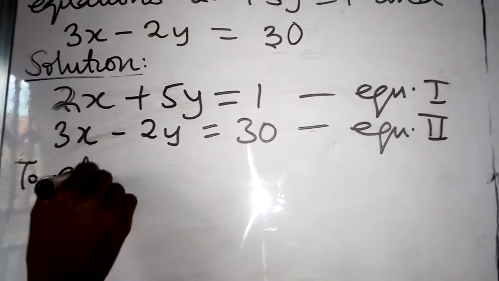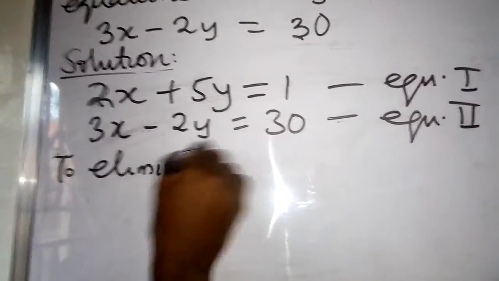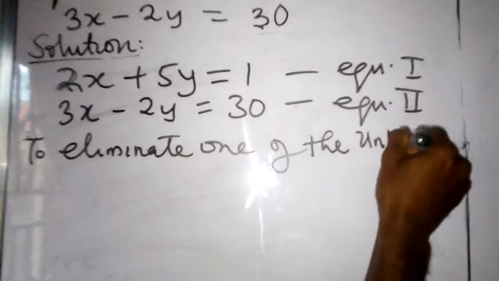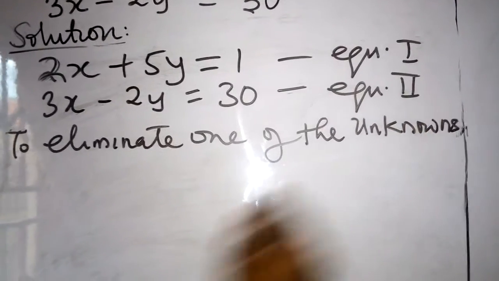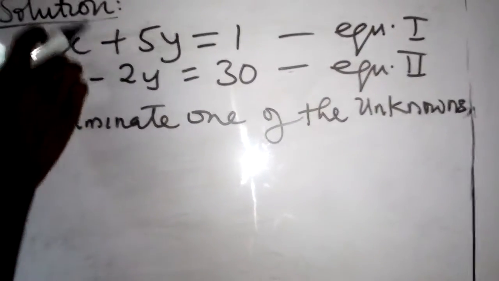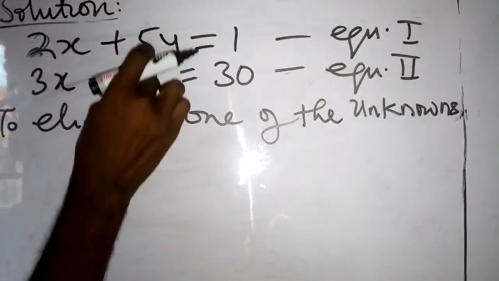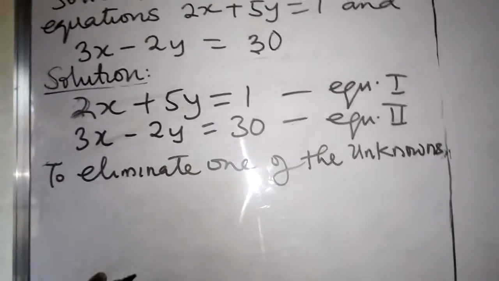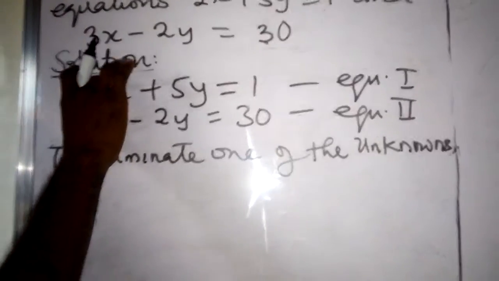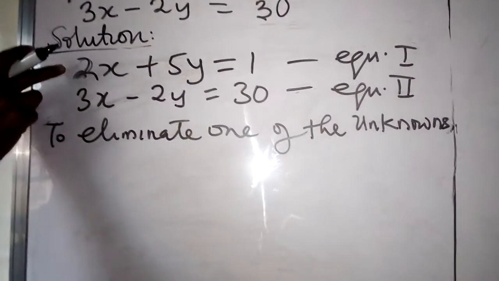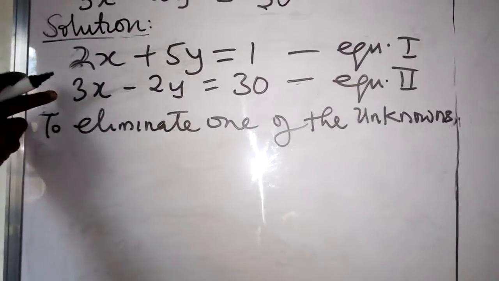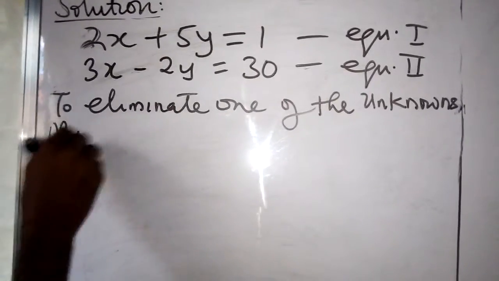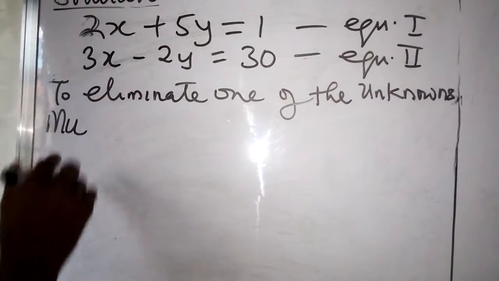To eliminate one of the unknowns, we have two unknowns, x and y. Now you look at the coefficients. Which one would you like to eliminate? Let's say we eliminate x. The coefficient of x in equation 1 is 2 and that in equation 2 is 3. So let's look at what we will do so that we get this coefficient to be the same.